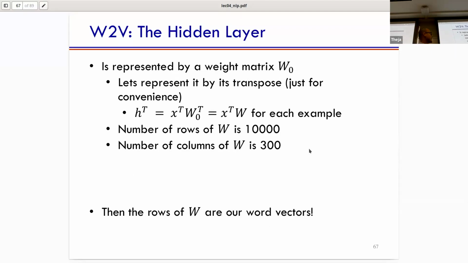Okay, what is this hidden layer? In that network, we said there are 2 pairs of weights, and I already hinted that the first pair of weights actually just corresponds to the word vectors that we care about. So why is that?